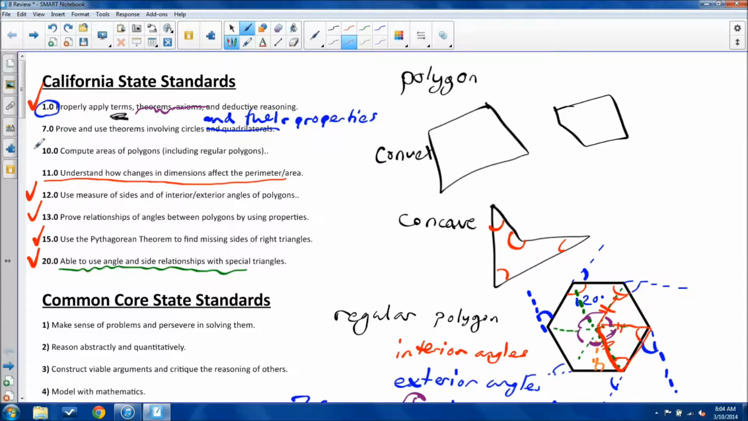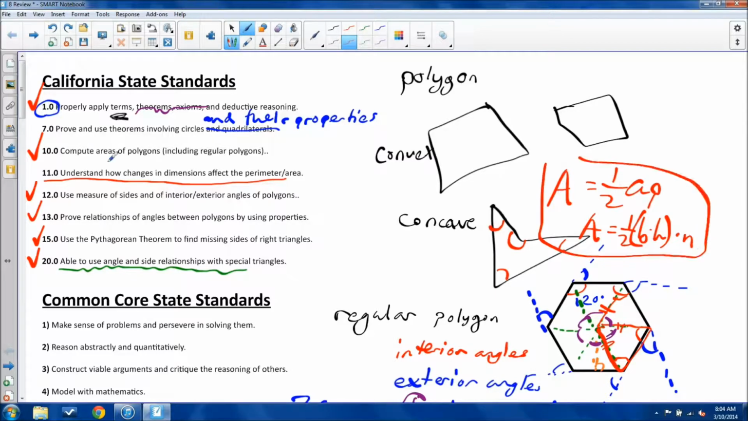Let's talk about circles a little bit more. We've talked about those. So, by the way, area of a regular polygon, most commonly known as 1/2 apothem times perimeter, or 1/2 base times height of a triangle. Keep in mind, that's just of a triangle, like this base, this height. And then times n, which is number of sides. Okay, let's finish off circles here.